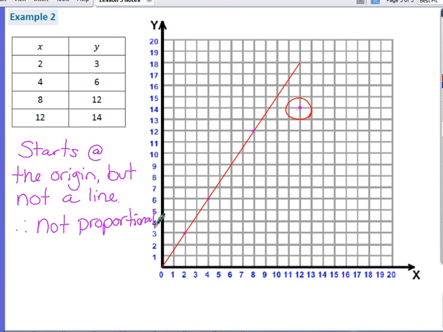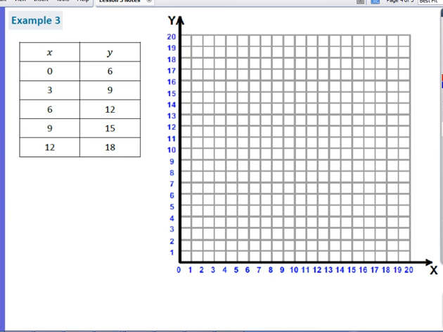Okay, let's take a look at one more example. If we start with plotting our points, first one is 0, 6. Then we have 3, 9, and 6, 12, 9, 15, and 12, 18.